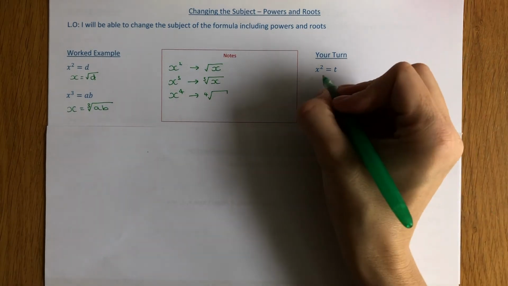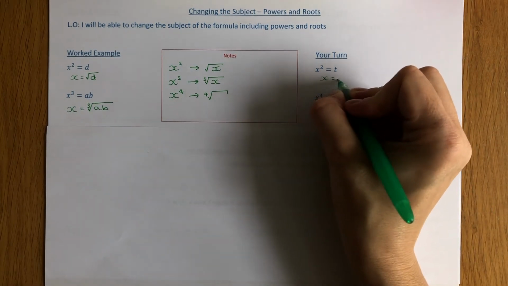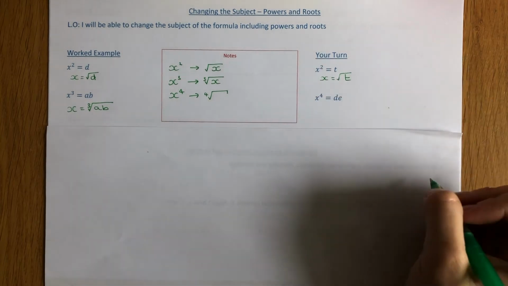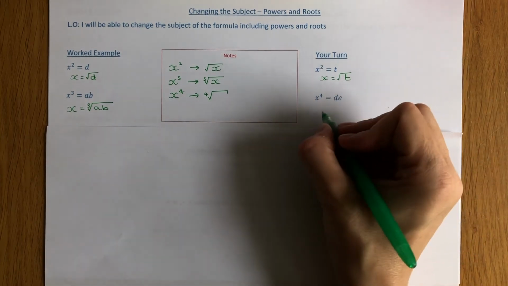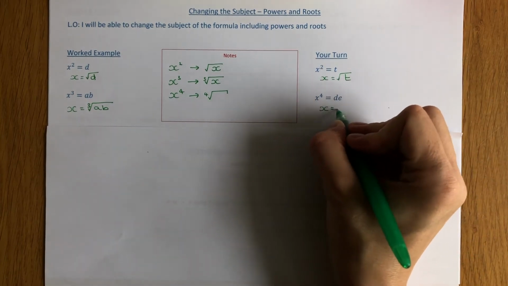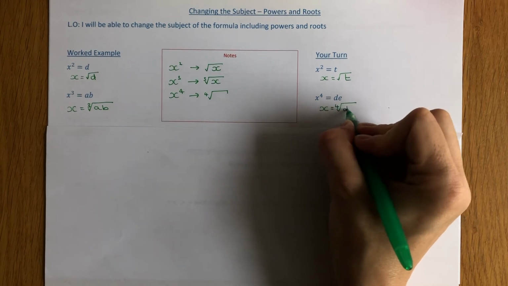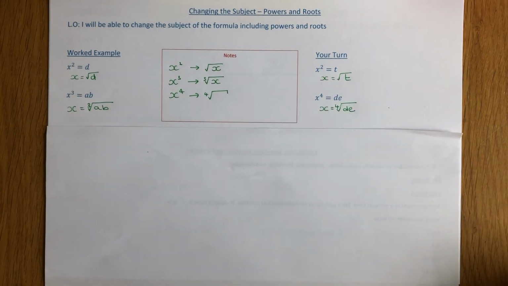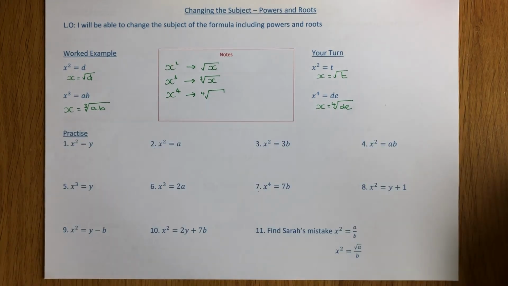Okay then, so the opposite of squaring is to square root. The opposite of raising to the power of 4 is to find the fourth root. Okay, so I've got some questions for you to practice. Press pause, have a go, and we'll go through them.